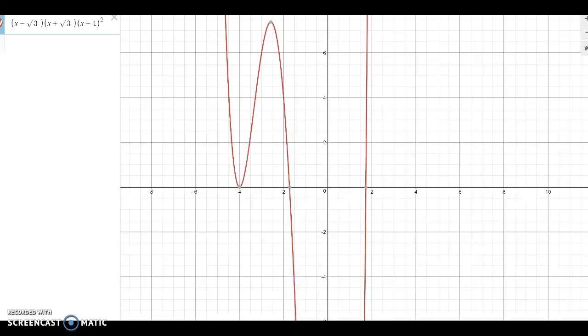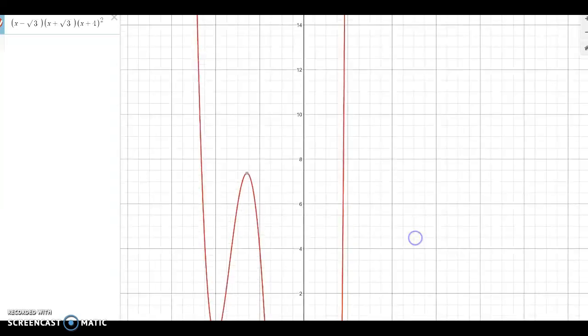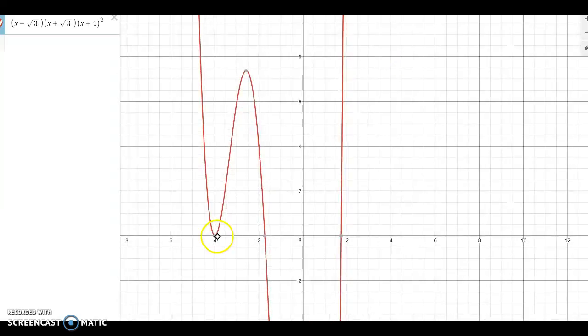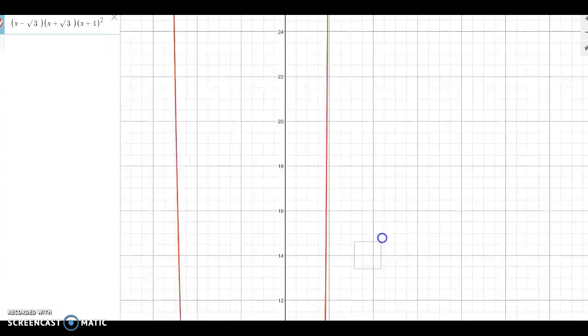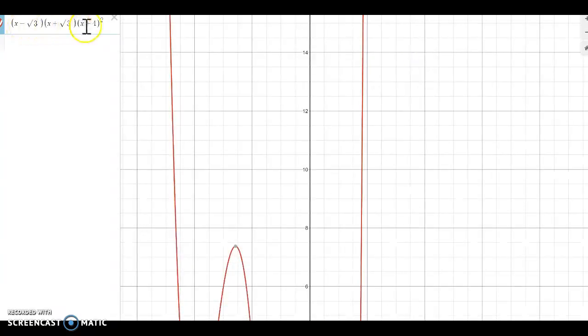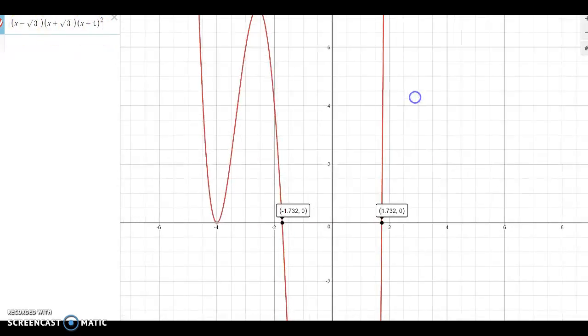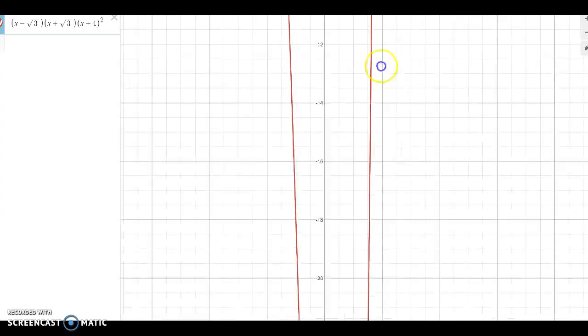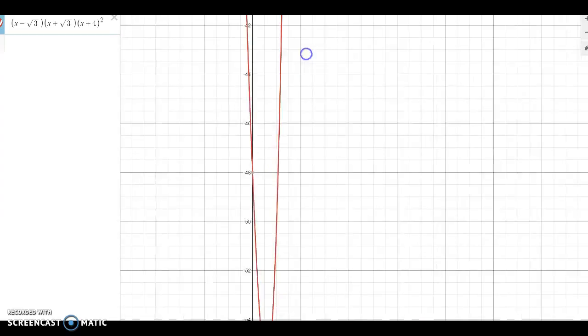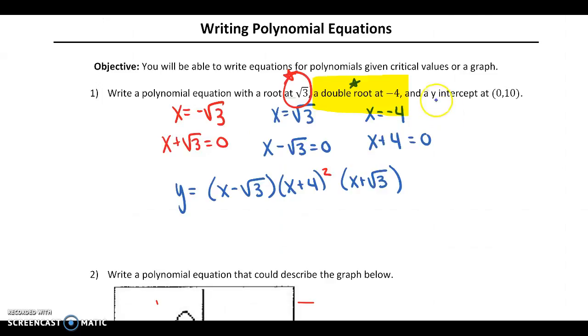I put it in Desmos. It's going to look like this, which makes sense. It's got 3 x-intercepts, but the end behavior is facing up, because if you distribute this all out, you would have 4 x's. So it's an x to the 4th. If I find my y-intercept, it's actually down here at -48, but it says that my y-intercept should be at 10. So that means I'm not done writing this polynomial.